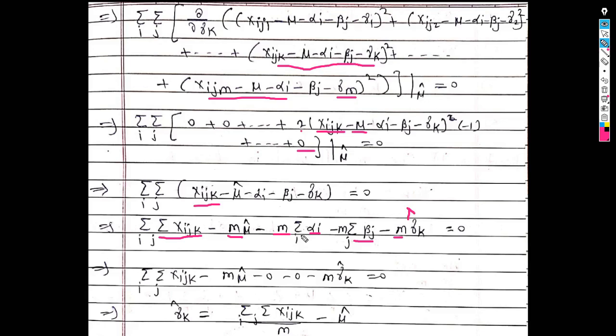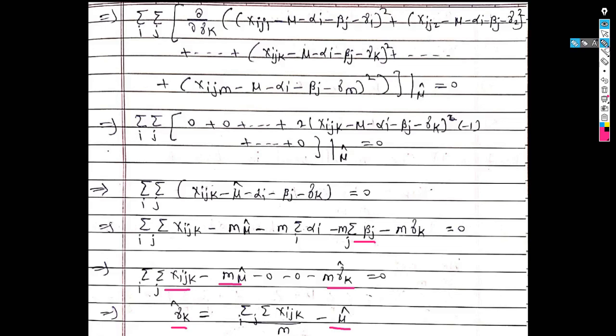We know that there are 3 assumptions for the LST model. One assumption is summation alpha i is 0, summation beta j is 0 and summation gamma k is 0. So here we get 0 and this term is also 0. So in the next step we get summation xijk minus m into mu hat, minus 0, minus 0, minus m gamma k, equated to 0. In the next step we get the estimate for gamma k, denoted by gamma k hat, and it equals summation xijk upon m minus mu hat.